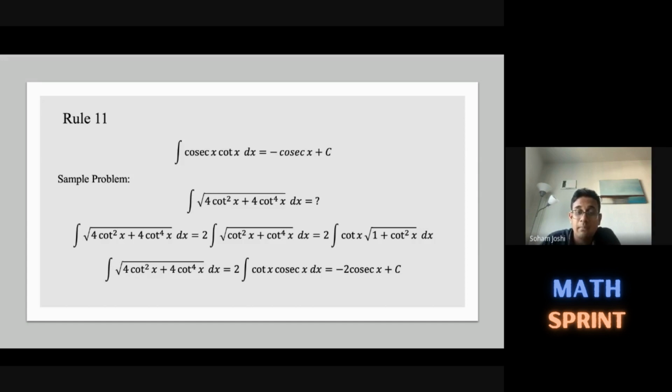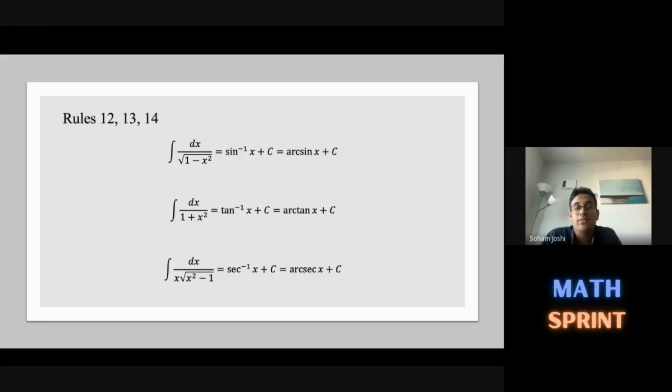Now, how do we simplify the square root of 1 plus cot square x? Well, we know the trigonometric identity 1 plus cot square x is equal to cosec square x. So we apply the square root to this and get cosec x. We integrate cot x times cosec x with respect to x, and we get minus cosec x. We multiply it with the constant 2, and we end up with the final answer of minus 2 cosec x plus c.